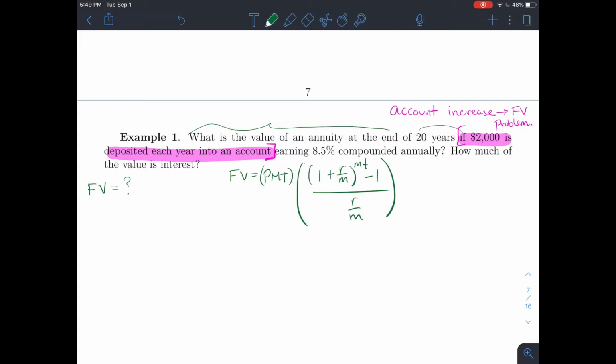How long are we making these payments for? 20 years. So T is equal to 20 years. Our PMT is 2,000. And again, that's from that highlighted part that we have written, if 2,000 is deposited each year. Our interest rate, look for that little percent symbol. Convert this over, so we're going to get 0.085. And then we see our keyword of compounded annually. Okay, so since this is compounded annually, we're going to have 1.